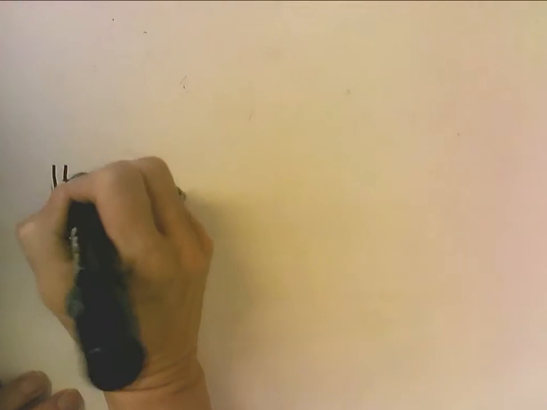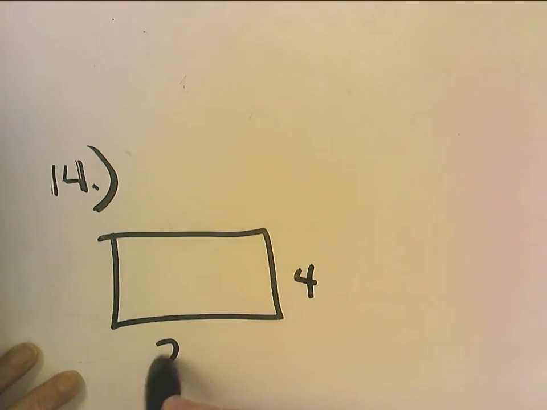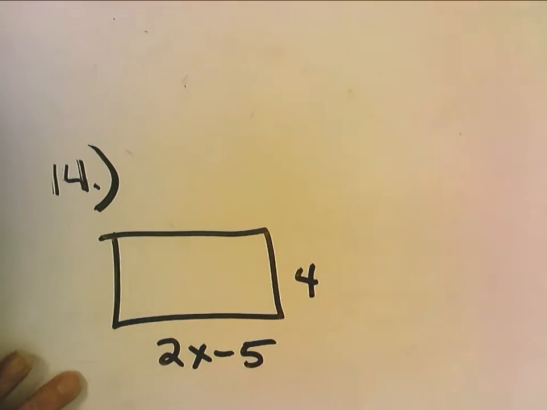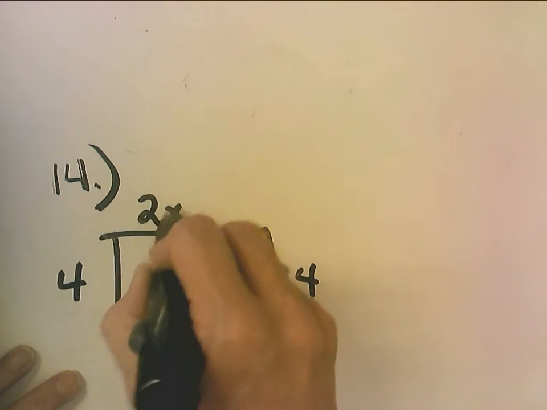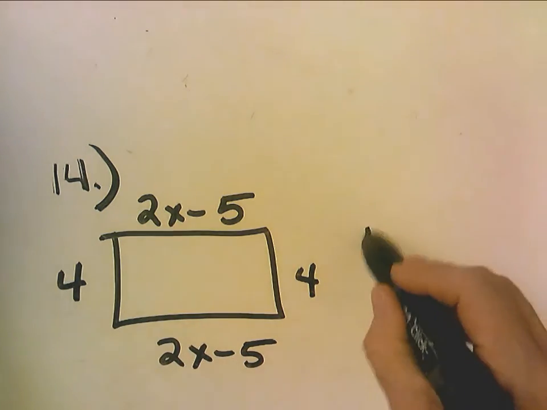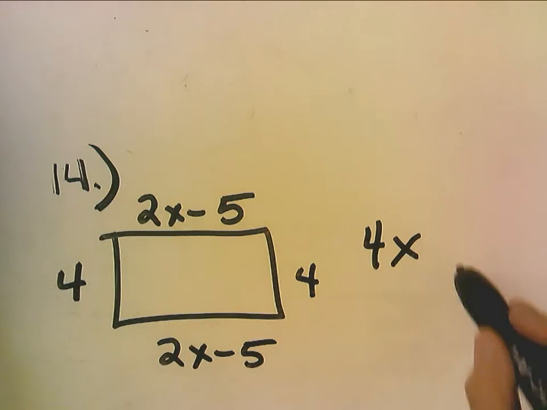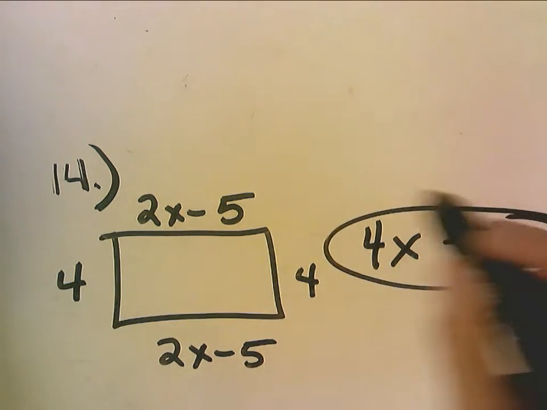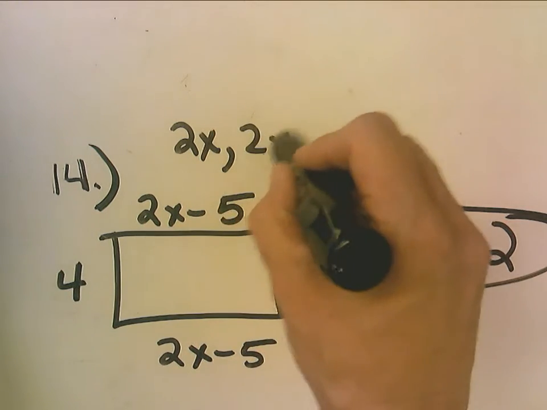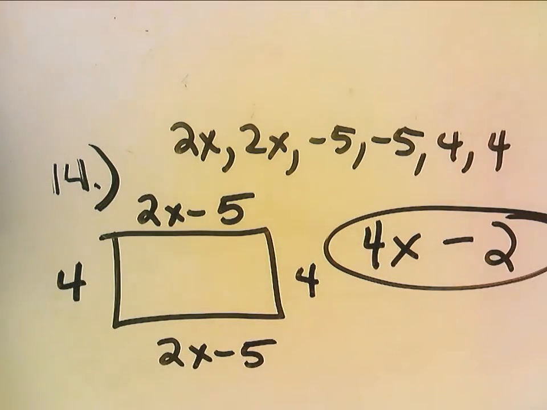14 says, find the area and perimeter, and then simplify. So what they give us is a 4 here and a 2x minus 5 here. Well, we know there's a 4 here and a 2x minus 5 here. So the perimeter is simple. I just say 2x plus 2x is 4x. Negative 5 plus negative 5 is negative 10. 4 plus 4 is 8. Negative 10 plus 8. 4x minus 2 is my perimeter. Now, you could write 2x, 2x, negative 5, 4, and 4 if you wanted to do it in steps. But the perimeter is 4x minus 2.